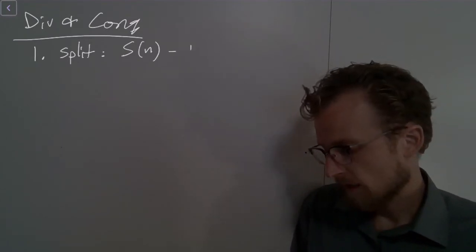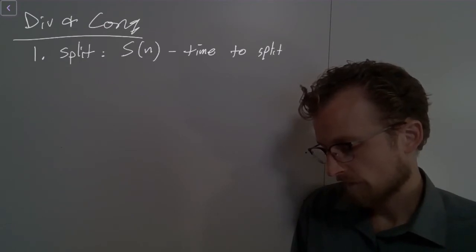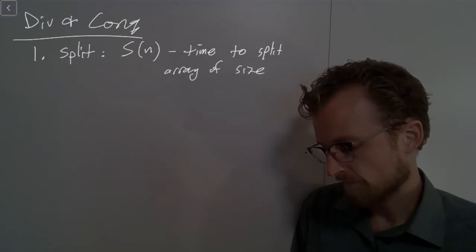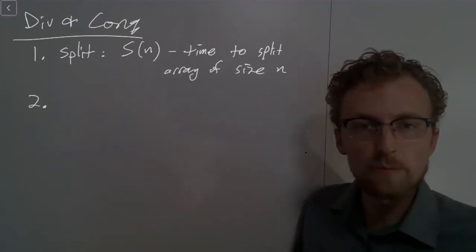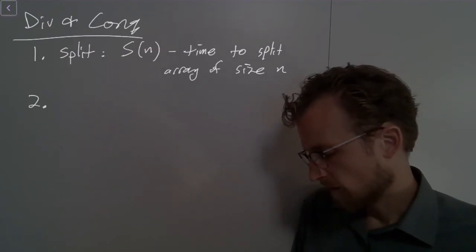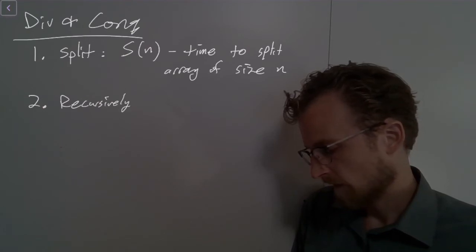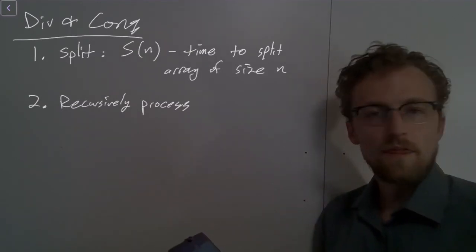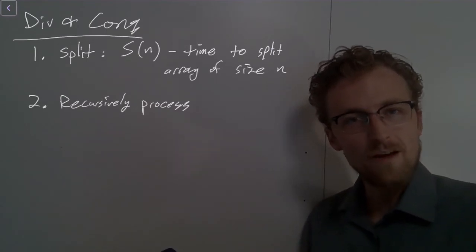Right? So this is time to split an array of size n. Okay. Number 2, we recursively process each chunk. So recursively process. Okay, and so I can say, you know, this is sort of our 2 times t of n over 2.